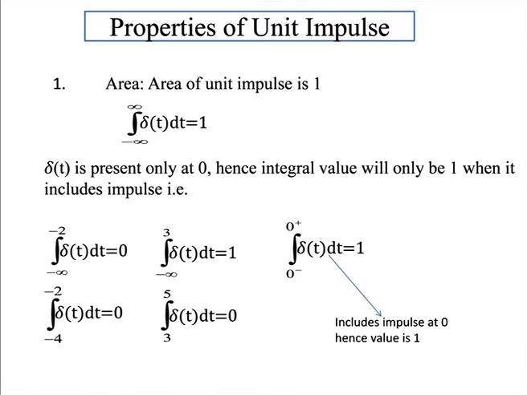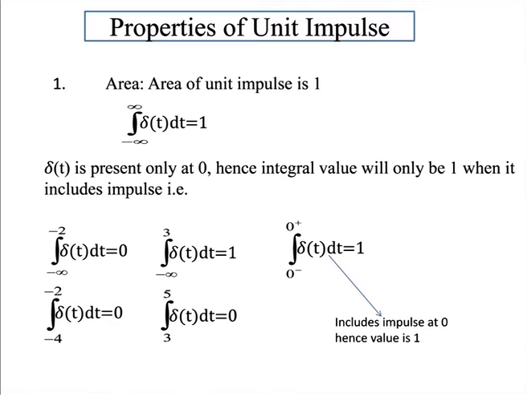So, this is the definition: the area of the unit impulse is 1, ∫δ(t)dt = 1. Delta t is present only at 0, or you can say 0⁻ to 0⁺, hence the integral value will only be 1 when it includes the impulse. Okay. So, if you see the example, ∫ from minus infinity to minus 2 of δ(t)dt is equal to 0. Why? Because it does not include 0⁻ or 0⁺.